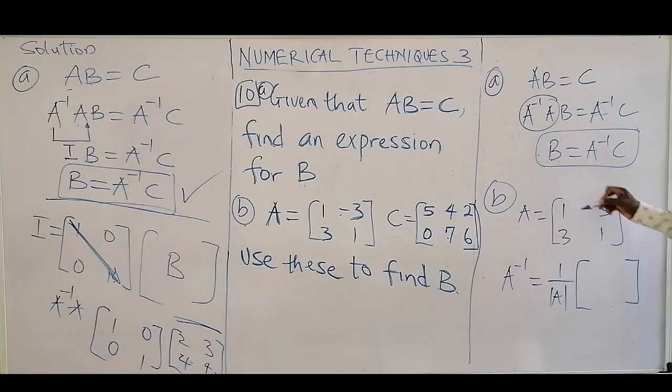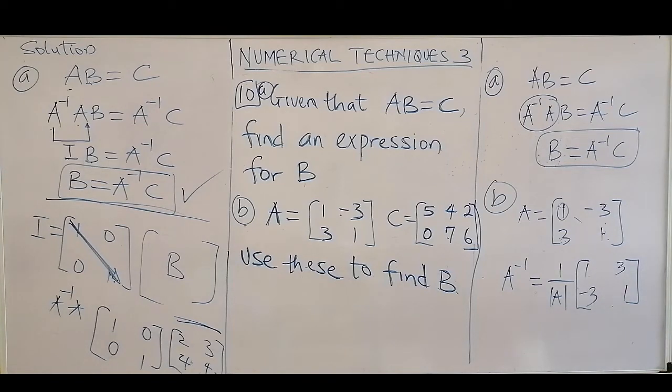You can exchange what you have here on the diagonal. If you have any value here, take it here. The one you have here, bring it here. So in this case now it is 1, 1, so it has no changes. And then multiply the ones here by minus. So this 3 becomes minus 3.